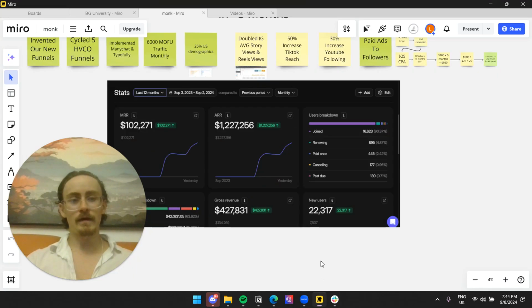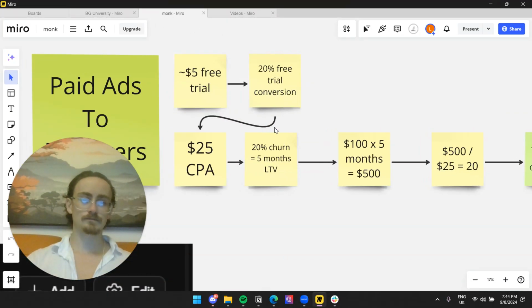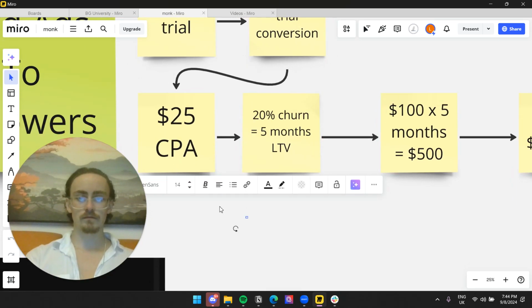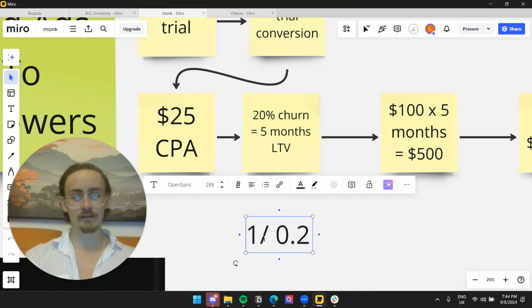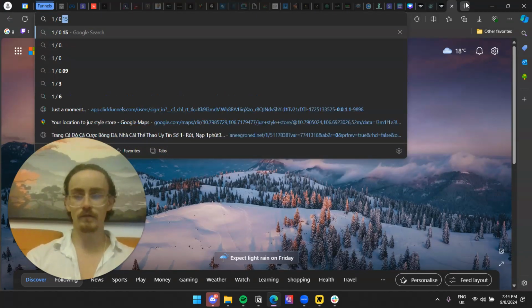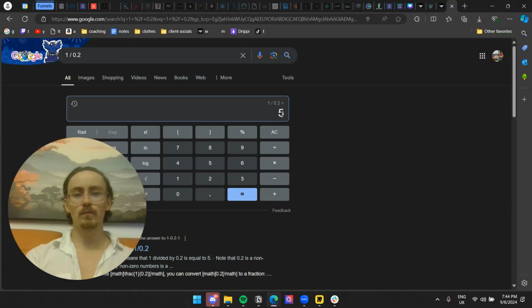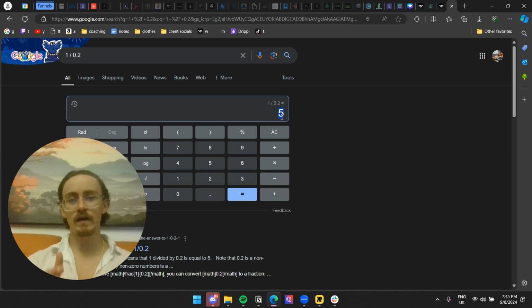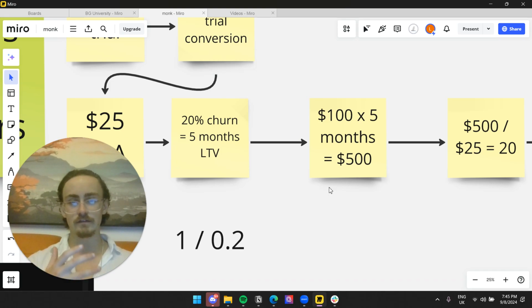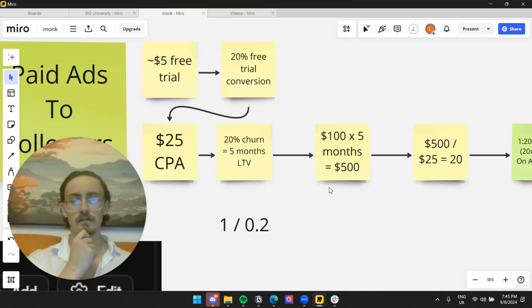Okay, now let's do the maths on this. So let's say you have 20% churn. The maths that you do is, let me make this bigger, you do 1 divided by 20% as a decimal. So 1 divided by 0.2, I believe is the correct maths. 1 divided by 0.2 is 5, which gives you 5 months on average, 5 purchases on average. And at a price of $100, $100 times 5 months equals $500. So on average, each customer pays Dodgy about $500 across their lifespan.